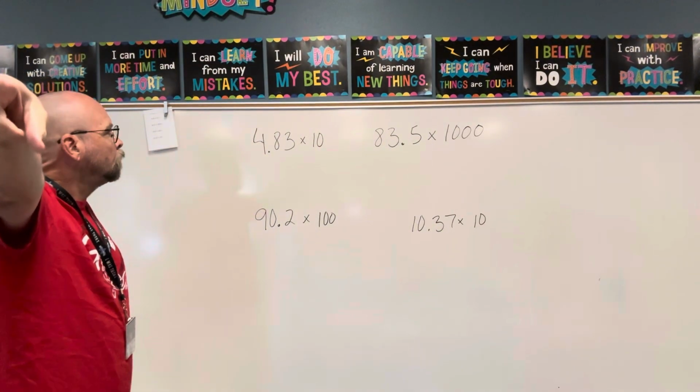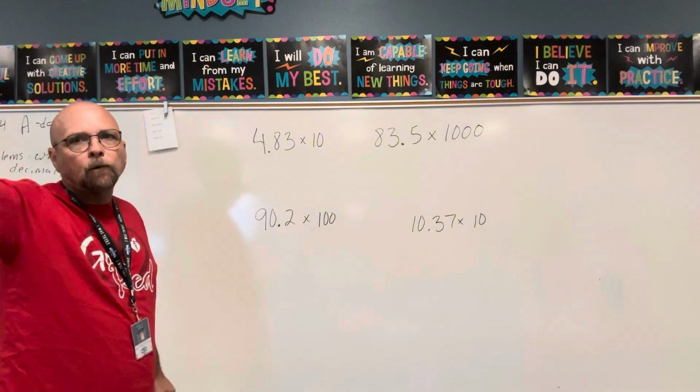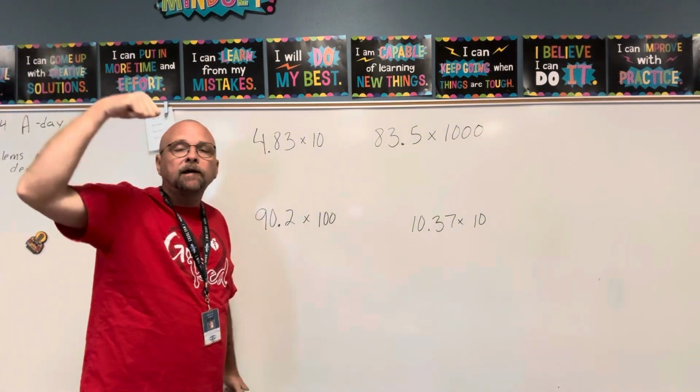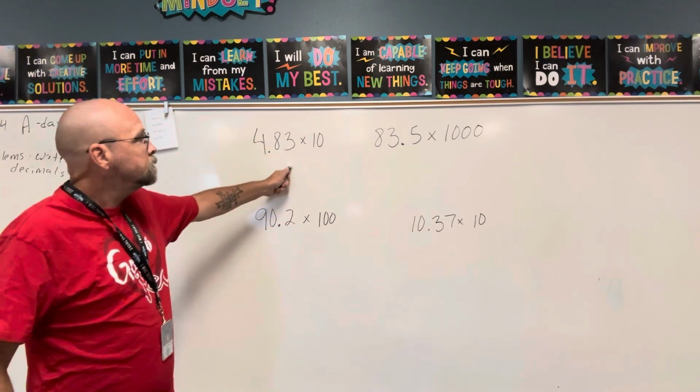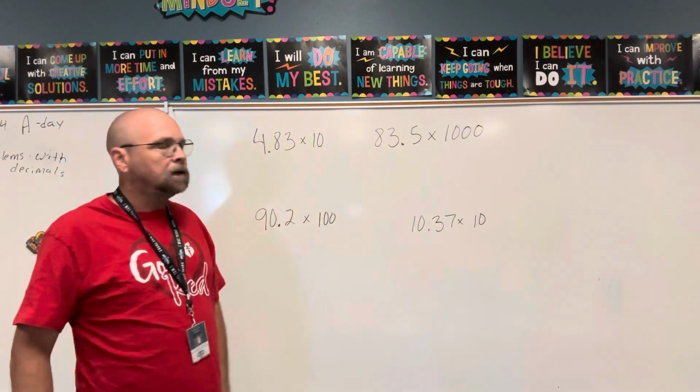Let's look at these four problems. We are multiplying by powers of 10. Powers of 10 are 10, 100, 1,000, 10,000. In these cases, we're multiplying by 10, 1,000, and 100.